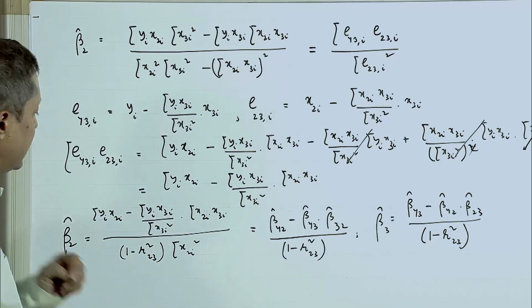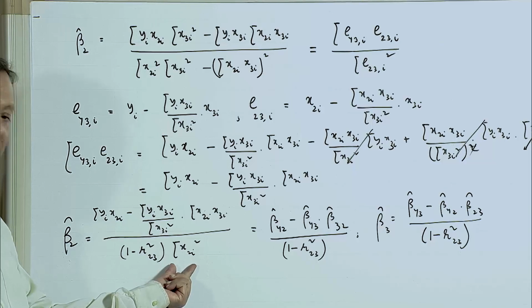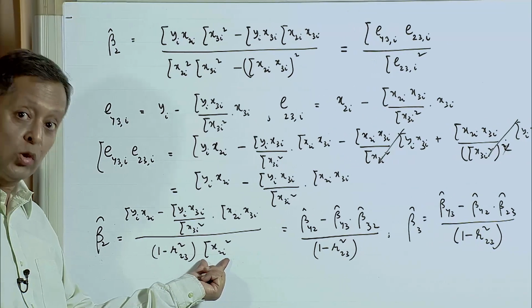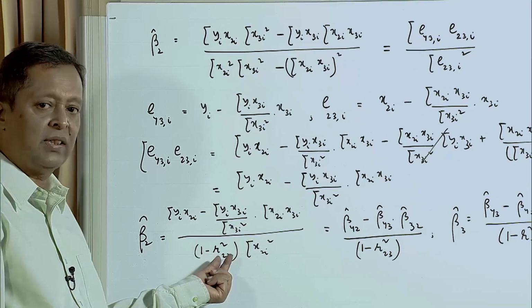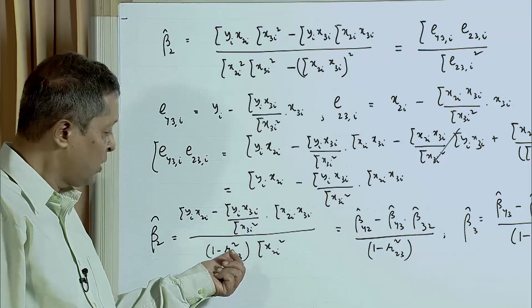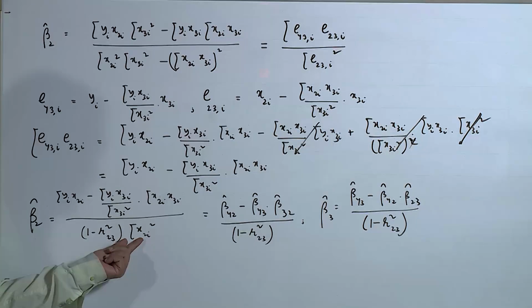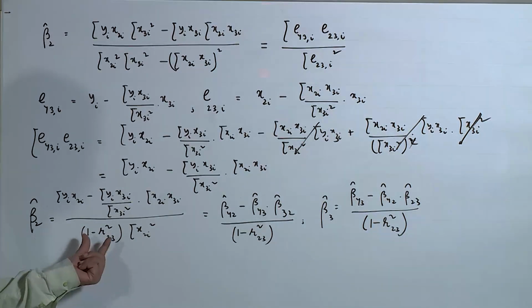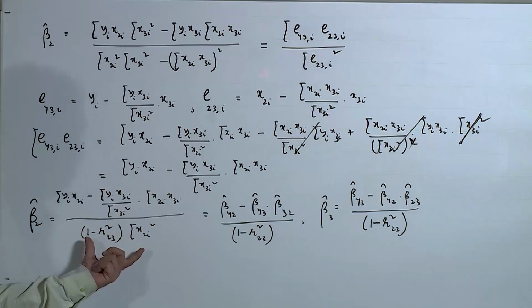So, when we regress x2 on x3, what is the error sum of squares? Σx2i square, that is the total sum of squares because we are regressing x2 on x3. So, what is the residual sum of squares? 1 minus explained sum of squares. So, that is 1 minus r square 2 3. So, r square 2 3 times this was the explained sum of squares, and 1 minus r square 2 3 whole thing multiplied by Σx2i square is the residual sum of squares.